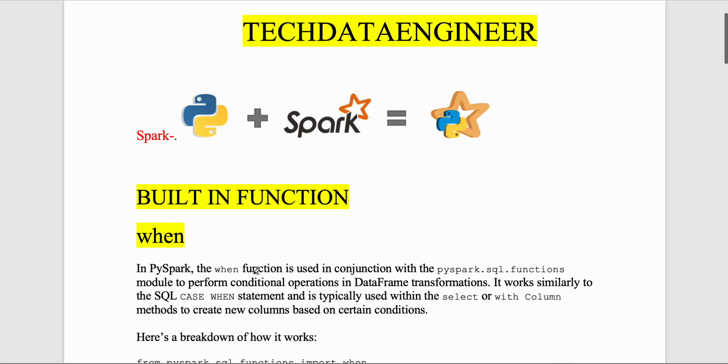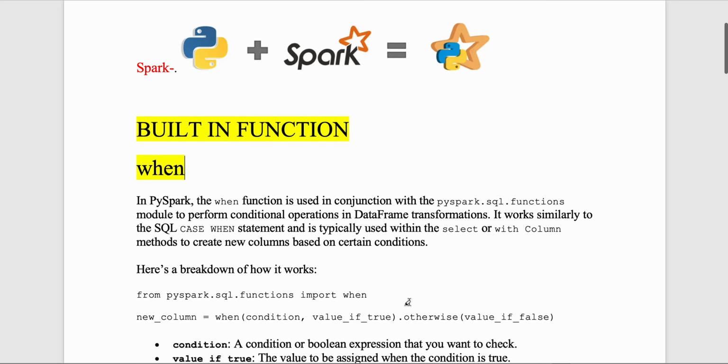In PySpark, the when function is used in conjunction with pyspark.sql.functions to perform conditional operations in data frame transformations. It works similarly to SQL case conditions, case when. How we write case when and then in SQL, similar to that here also we write when and give the conditions. If the condition is true, then we define the value; if not, then otherwise we define something different. Okay, so let us see that.